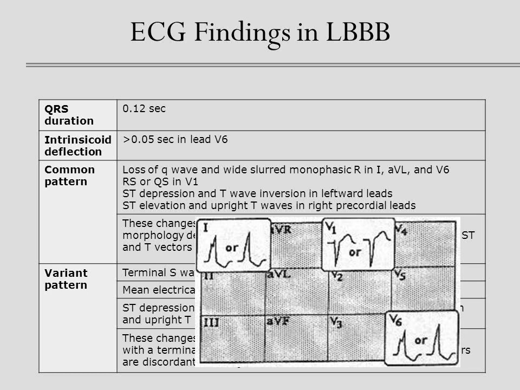ST depression and T wave inversion in leftward leads, ST elevation and upright T waves in right precordial leads. These changes reflect superior and posterior displacement of the loop with a terminal, often rightward, conduction delay. ST and T vectors are discordant to the QRS vector.